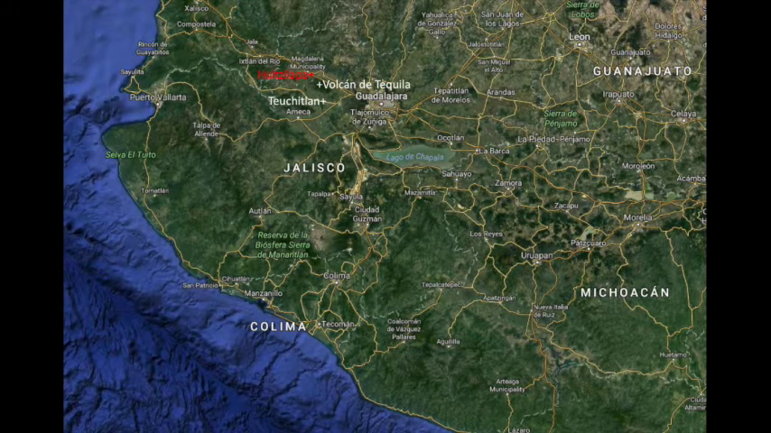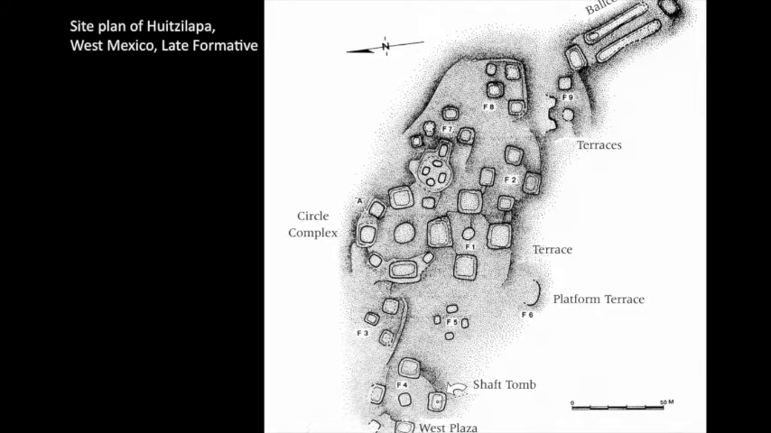To the north, the late formative site of Huitzilapa has the same basic architectural style. A central platform is surrounded by a circle of 4 to 8 buildings. This layout, as you have guessed, is probably connected to Mesoamerican ideas about the 5 directions, or the 5 directions plus the 4 intercardinal directions: northwest, southwest, northeast, southeast.